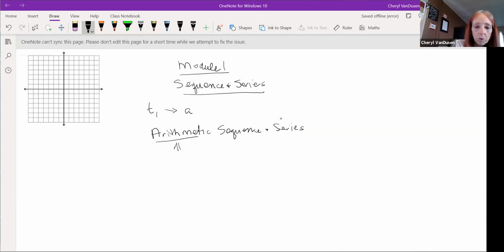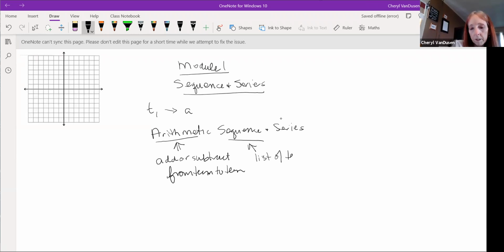Arithmetic, the word indicates that we add or subtract to get from term to term. And the word sequence means that it's a list of the terms. And the word series is that we add all the terms. Okay, so all of those words, we're talking about sequences of numbers, like patterns of numbers. And when they're arithmetic, we add or subtract to get from term to term. If we just have a list, it's a sequence. And if we're adding them all together, it's a series.